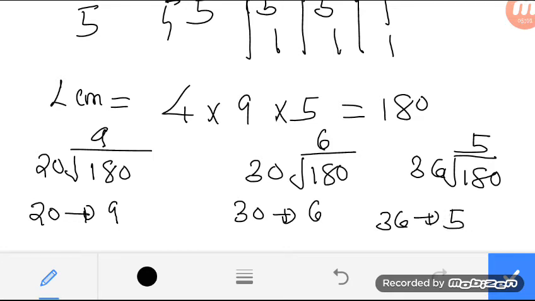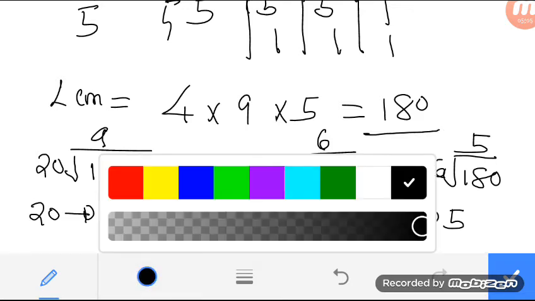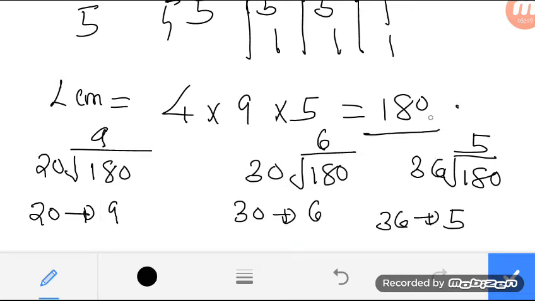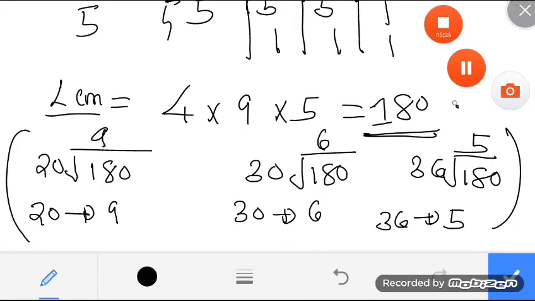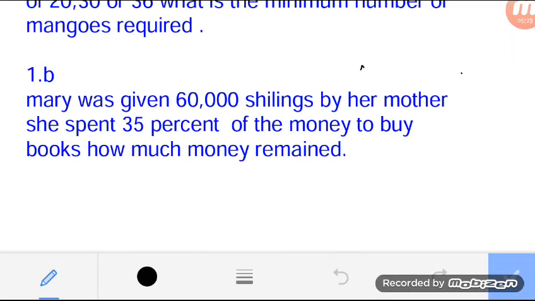So the answer here is the lowest common multiple. This is the answer, and what we did is only to prove it. What you are asked is to find the lowest common multiple, the minimum number of mangoes that can be divided in the groups of 20, 30 and 36. So thank you, and I will see you in the next.